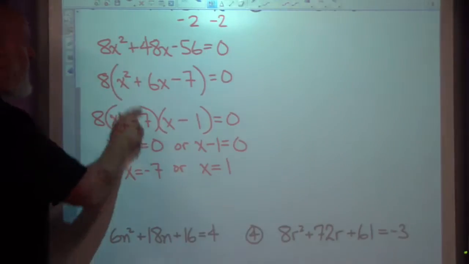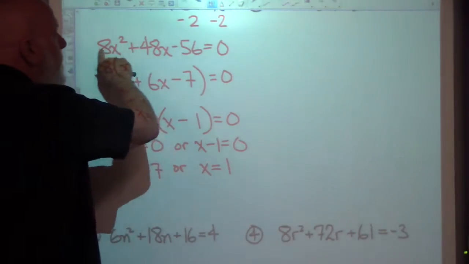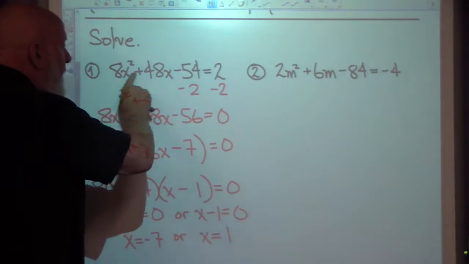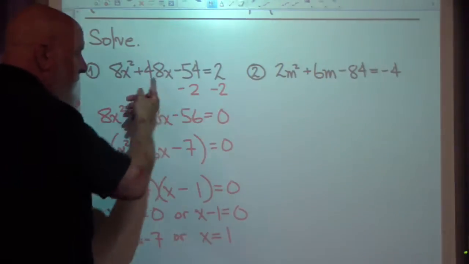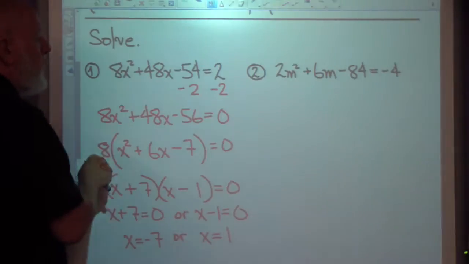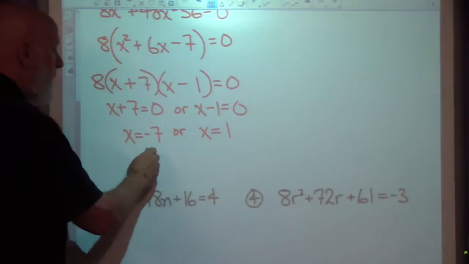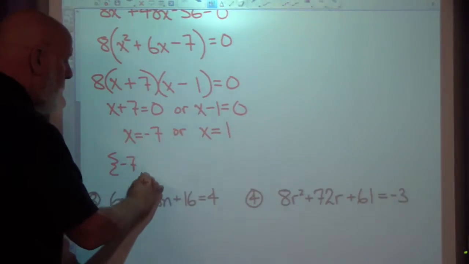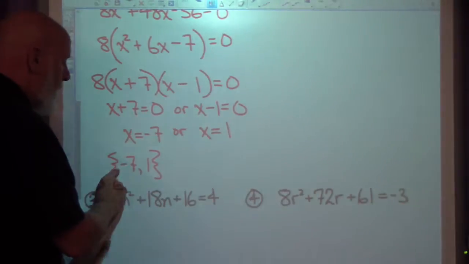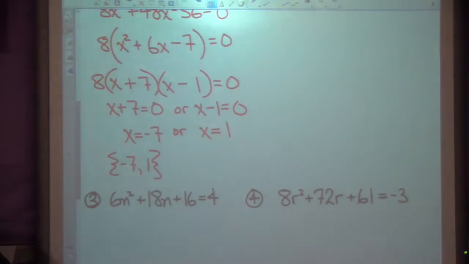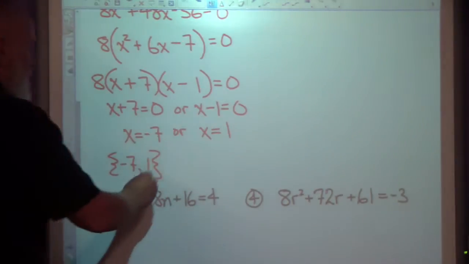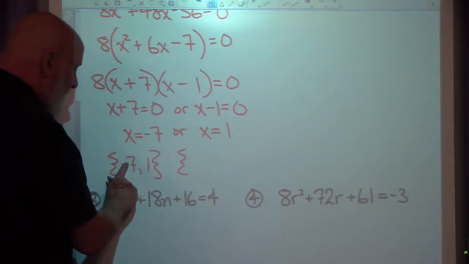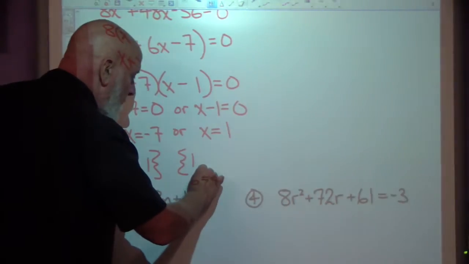That means if I put in a negative 7 right here and do all this arithmetic, I'll get 0. Or if I put it into the original equation, I'll put it here and here, I'll get 2, because this was before I subtracted 2 from both sides. So these are our solutions, and they're often written in set notation. Negative 7, 1 would be one way of saying it. The set whose members are negative 7, 1. And you might see it written like this because the order of the elements of the set doesn't matter. The order does not matter.